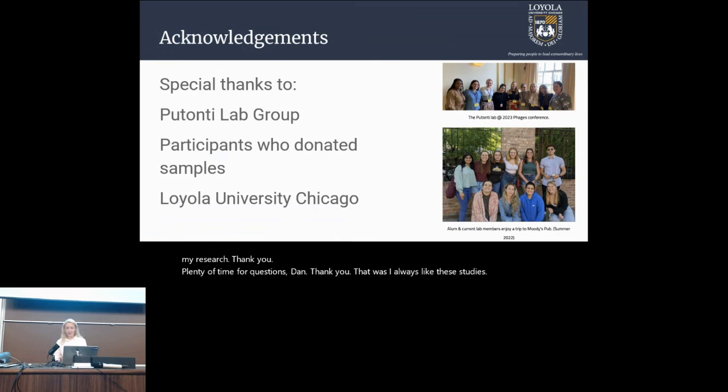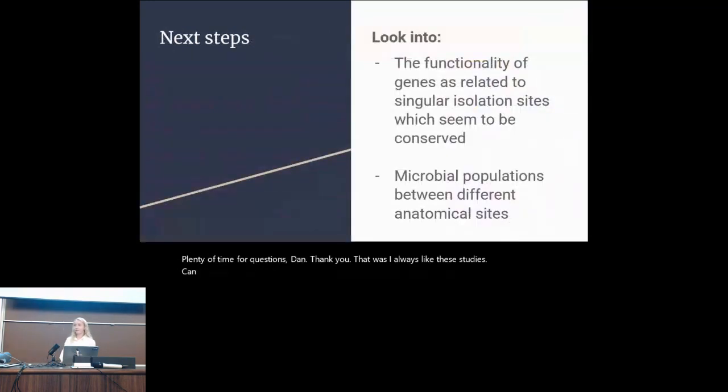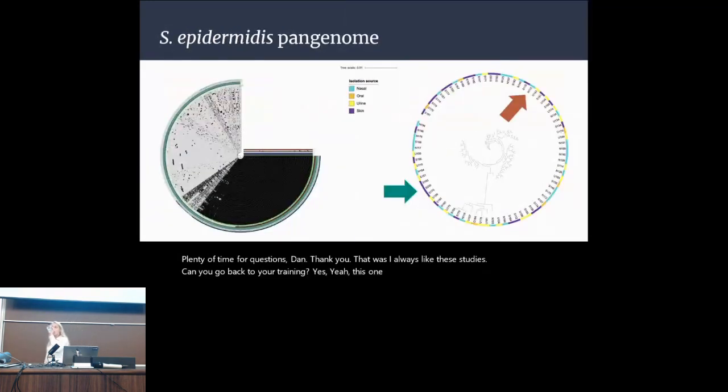Can you go back to your tree? Yes, this one? So this was a tree that you built using an alignment of the core. Yes. Did you try doing a presence-absence? In other words, using the gray heat map, you could make a vector that says this gene is present here and absent there. That is a very good suggestion. We have not, but I will take that into account.